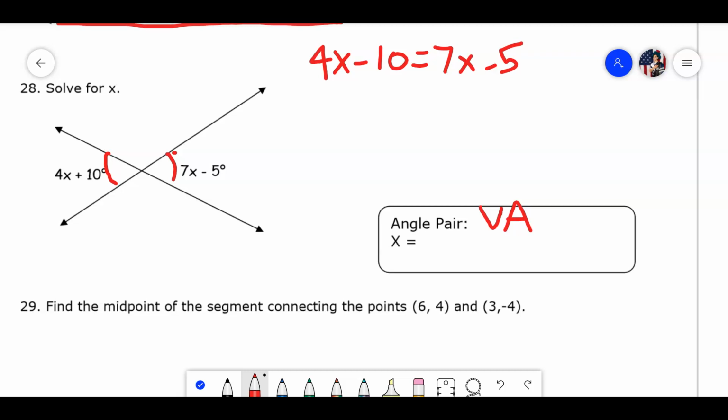Now we're going to solve this. Remember, when x is on both sides, your first step is you want to get it onto one side. And I always like to get rid of the smaller x, so kind of get rid of the weak. The smaller x is 4x. So how do I get rid of a positive 4x term? I subtract it. Minus 4x, minus 4x. I'm going to bring down negative 10 equals 7 minus 4 is 3x minus 5.